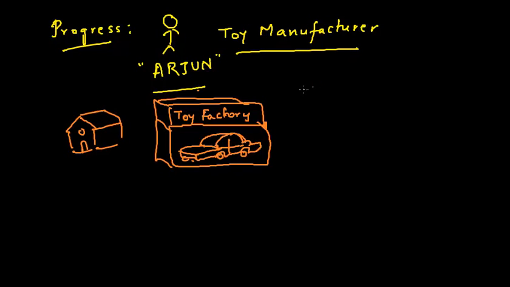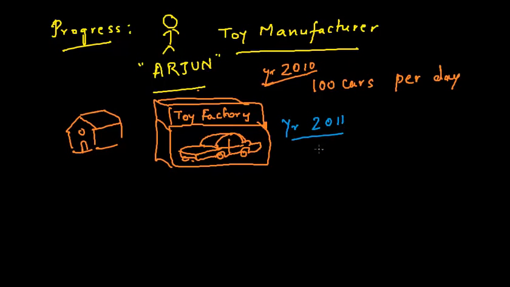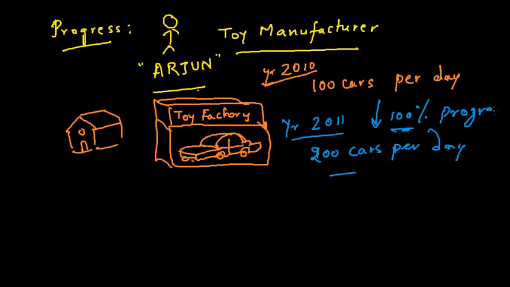Well, in this case, he will simply say, I am producing, let's say, 100 cars per day. This is something he was doing in the year 2010. Then in 2011 he produces, let's say, 200 cars per day. So we'll say he made 100% progress, which he has maintained or achieved in this one particular year.